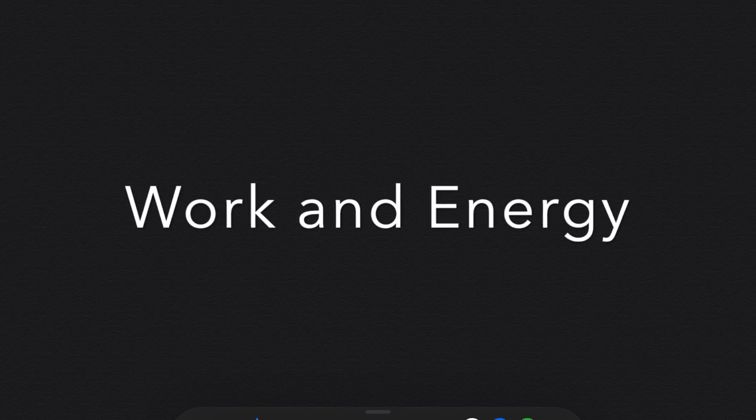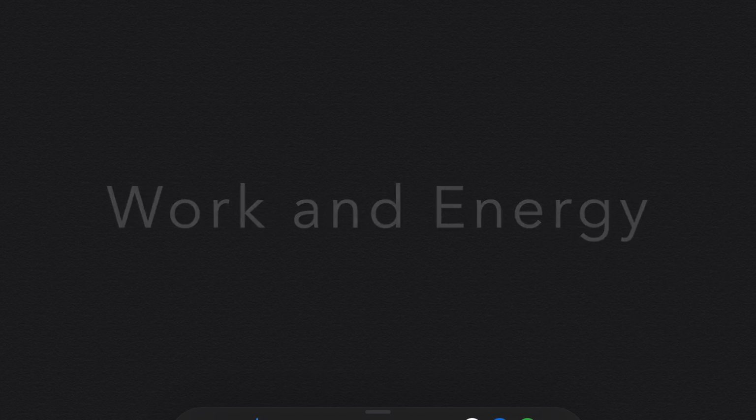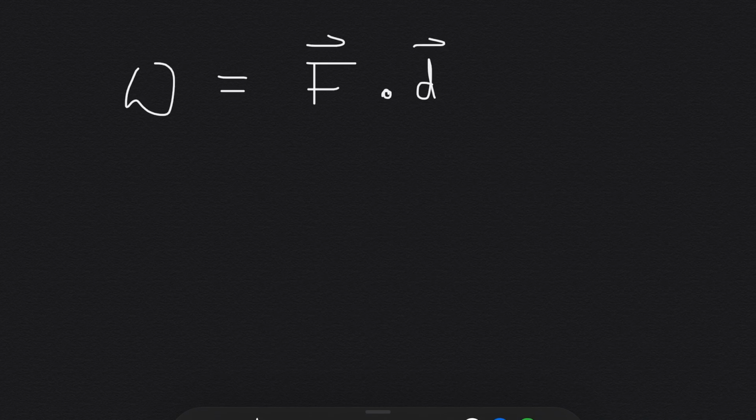Hi everyone, today I'll be talking about work and energy. So first of all, what is work? Well, a simple definition is how much exertion was done, right? The way we define it in physics is quite simple. Work, which I'll represent with a W, is equal to force dotted with the distance the force went through.